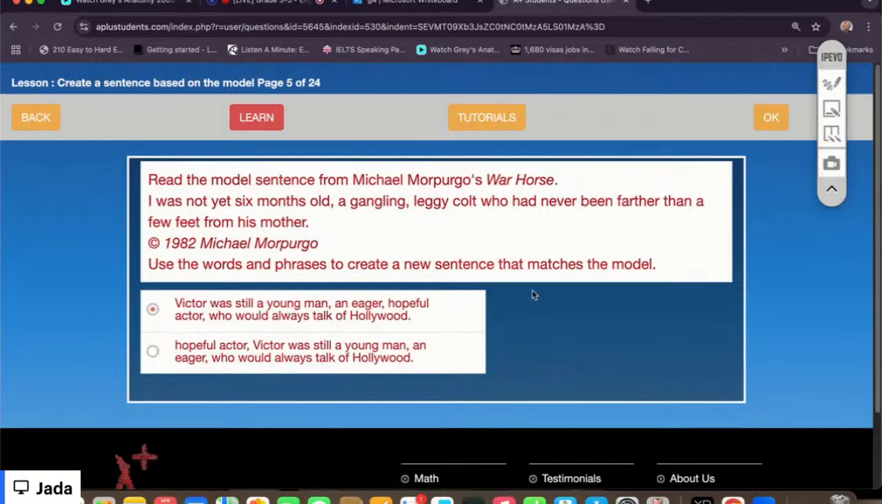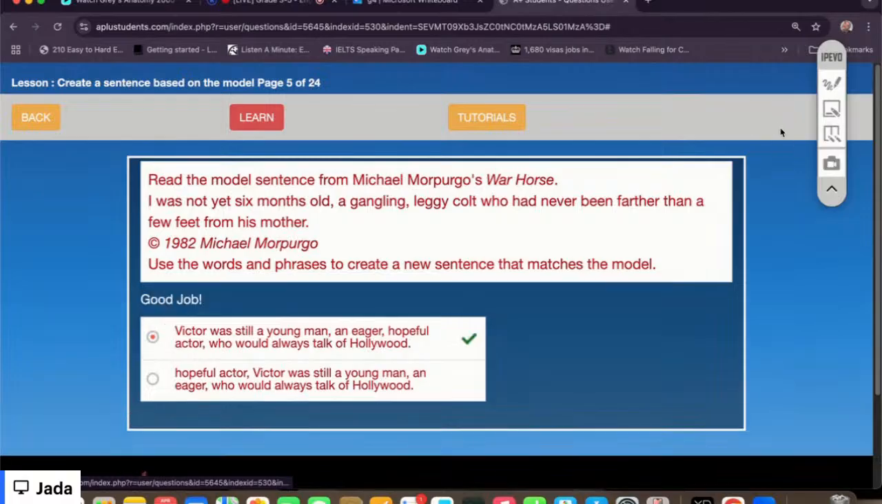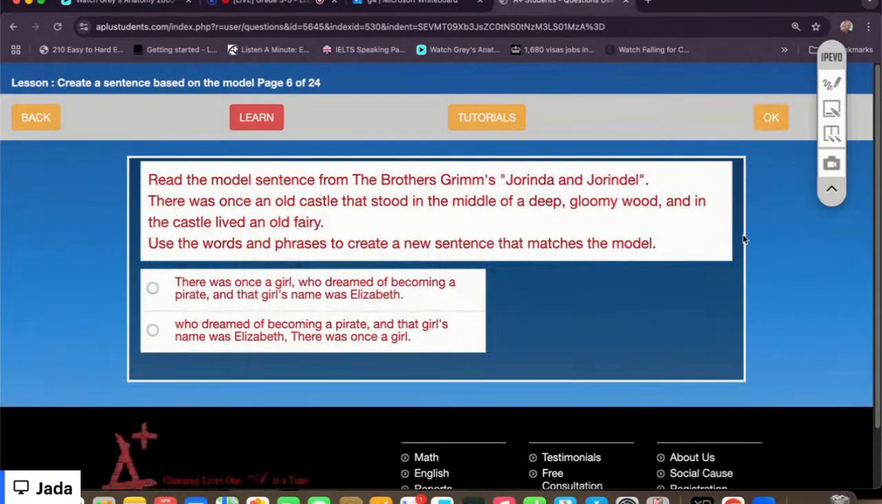So we have the first. All right. There was once an old castle that stood in the middle of a deep, gloomy wood, and in the castle lived an old fairy. First or second?